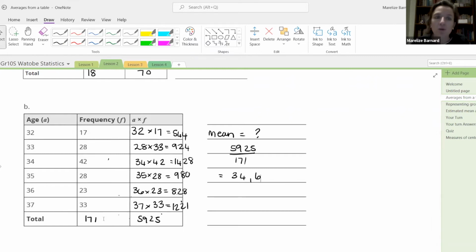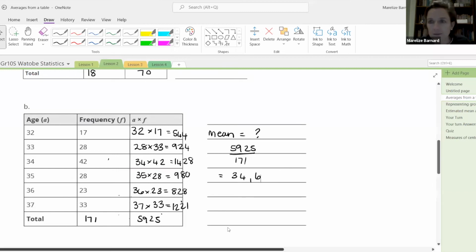Okay, so yes, we need to know how to do the calculations, but we also need to understand what it is that we are working out. What we've worked out now is the mean age for this group of people. Right.